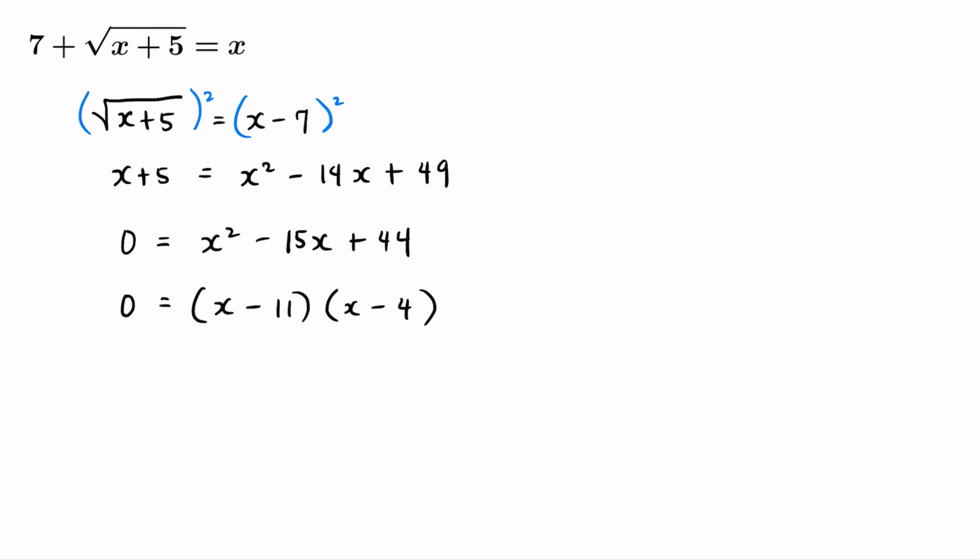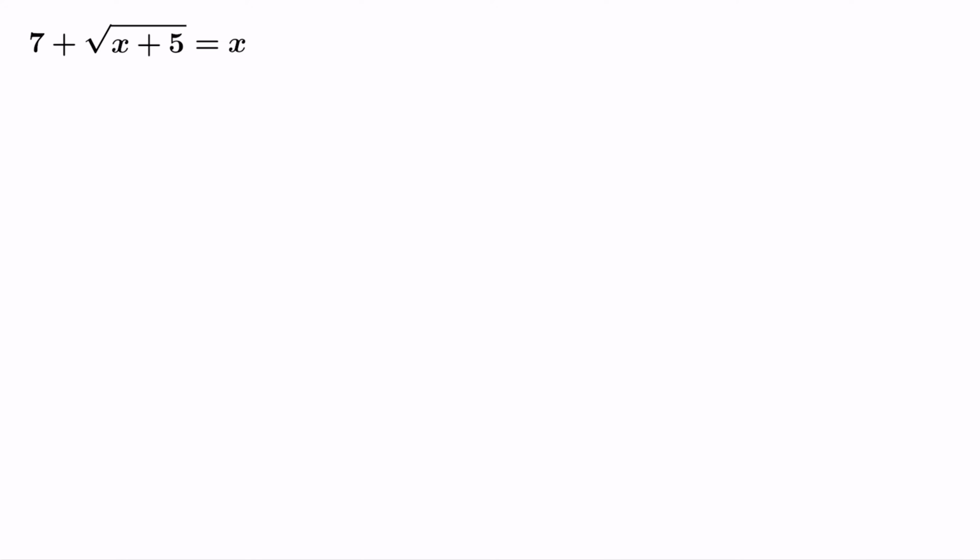Equating each factor to 0, we get x minus 11 equals 0 and x minus 4 equals 0. And we get x equals 11 or x equals 4. Now we move to the last step, and that is to check these obtained values. Are they solutions to our original equation or not?